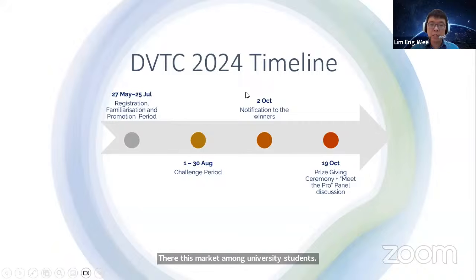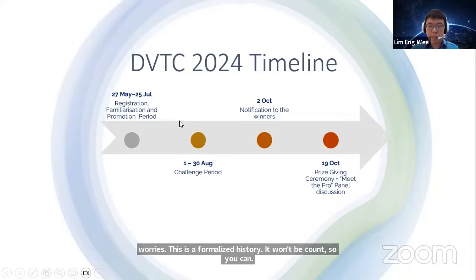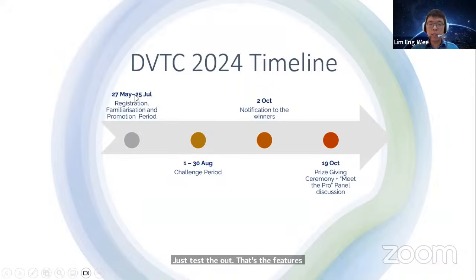Okay, this is the timeline for DVTC 2024. Now is the familiarization period. So you guys can register and try to trade. No worry, this is just a familiarization period. It won't be counted. So you can just test it out, test the features, test your trading strategies between now until 25th of July. Then it pauses for a while for the system vendor to calibrate the platform, and then the real challenge will start from 1st to 30th August. Then the challenge will end, and you guys will be notified by 2nd October. And the prize giving ceremony is 19th October.